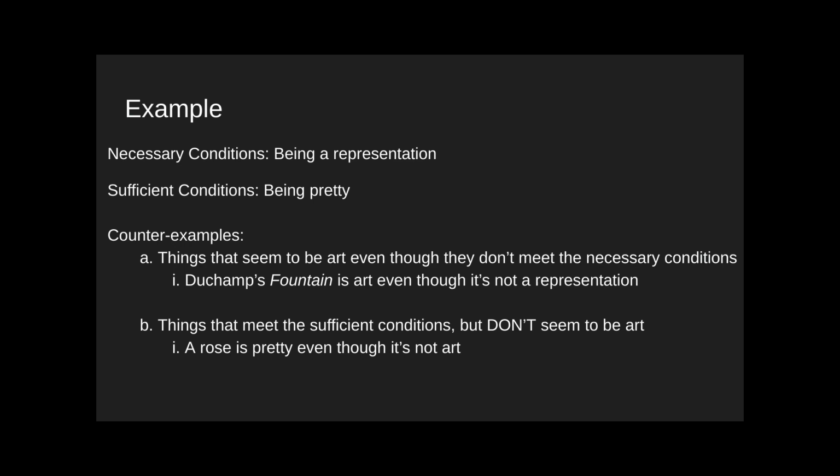So the first kind of counterexample would be something that seems to be art, even though it doesn't meet my necessary condition of being a representation. A good example here is Duchamp's Fountain. Remember Duchamp's urinal that he put into the museum that Dickey talks about. Duchamp's Fountain certainly seems to be art. Most people consider it to be art, yet it doesn't meet my necessary condition of being a representation. It doesn't seem to be a representation of a urinal. It just is a urinal. It's not representing anything else. So that is something that seems to be art, even though it doesn't meet my necessary condition.